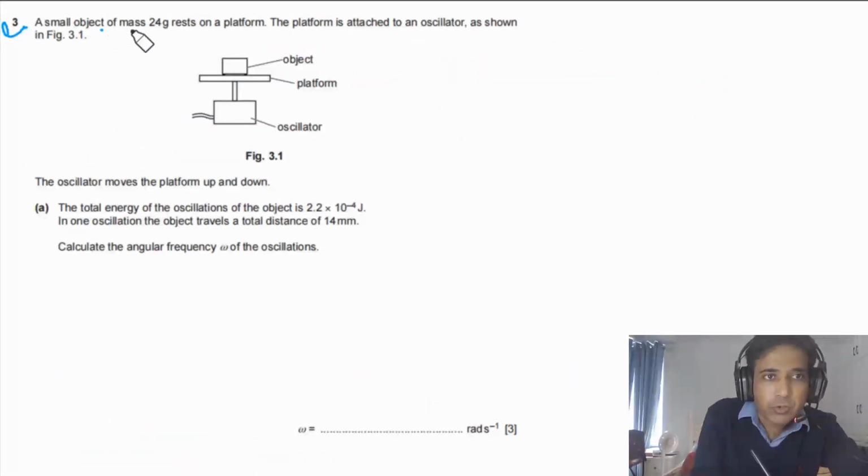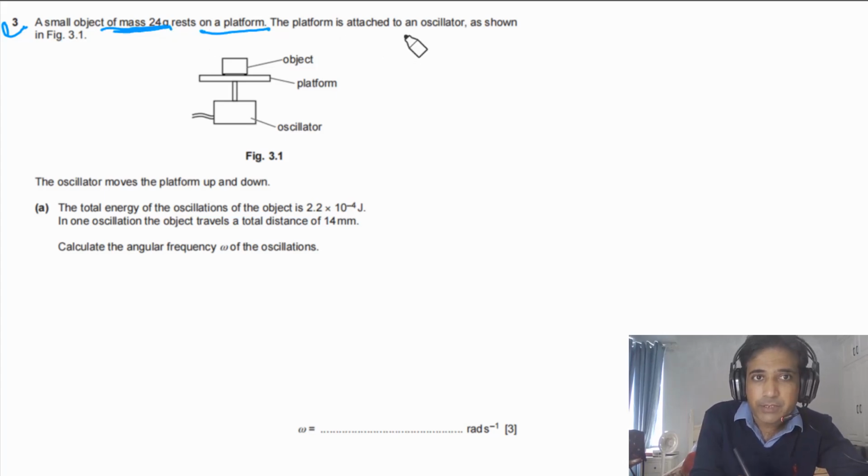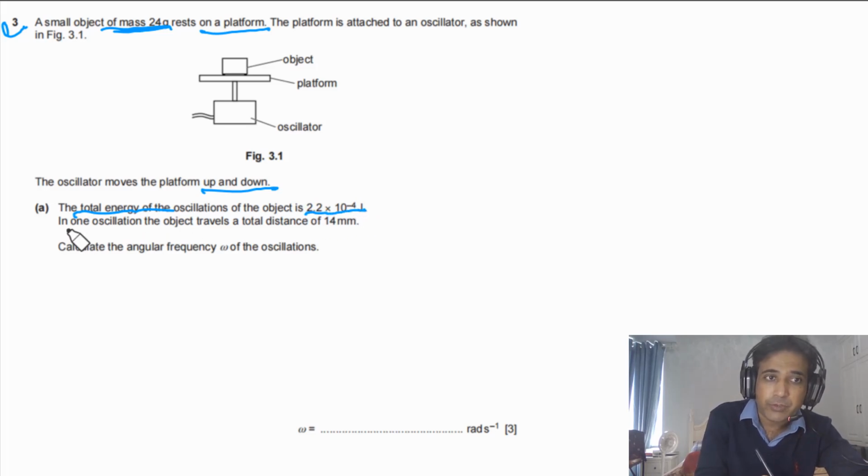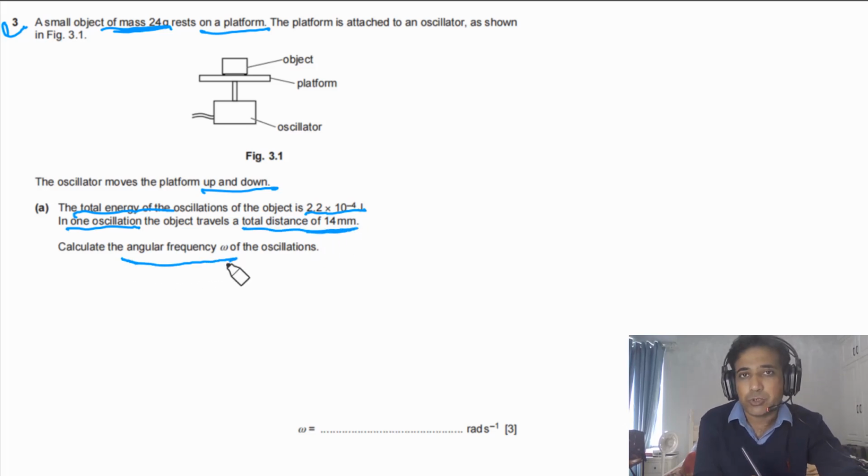Question 3 says a small object of mass 24 grams rests on a platform. The platform is attached to an oscillator as shown in figure 3.1. The oscillator moves the platform up and down. The total energy of the oscillation of the object is 2.2 times 10 to minus 4 joules. In one oscillation, the object travels a total distance of 14 millimeters. Calculate angular frequency of the oscillations.